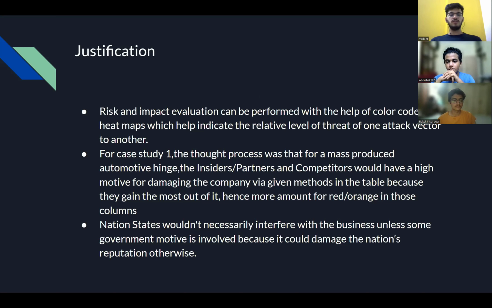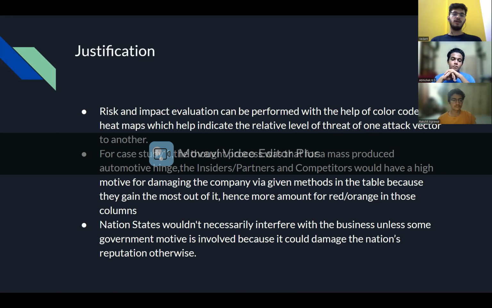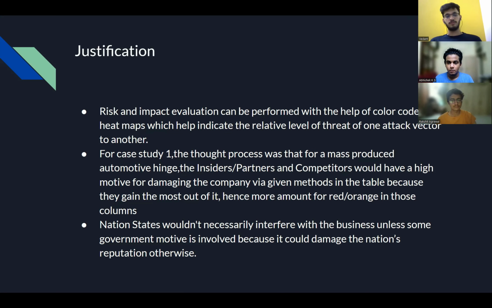So this is a justification that has been summarized in this slide. And we saw that the risk and impact evaluation can be performed with the help of color-coded heat maps, which help indicate the relative level of threat of one attack vector to another. Now Rakshit will continue for the case study 2.